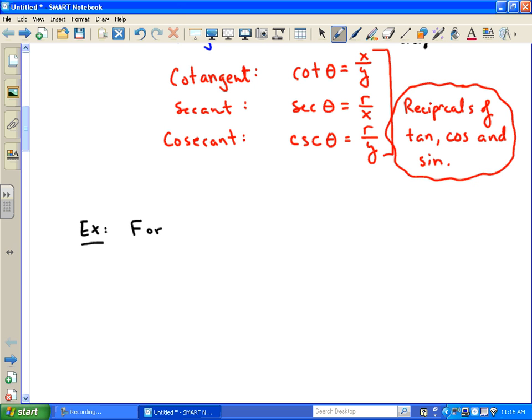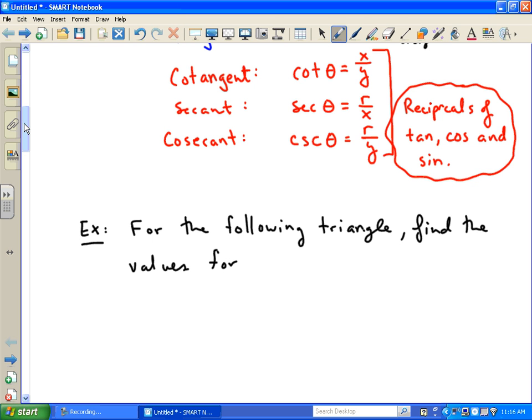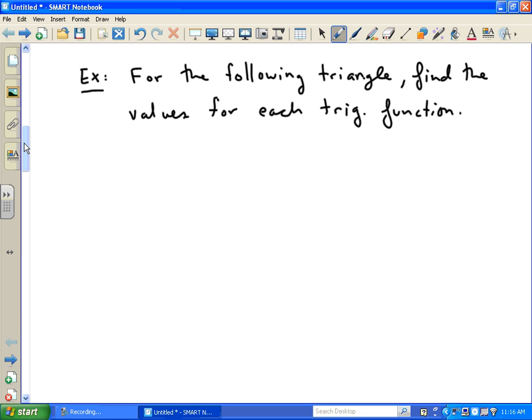For the following triangle, find the values for each trig function. And purposefully, for this example, I'm going to draw a triangle that is not oriented originally on the xy axis. So here's a triangle. It must be a right triangle for you to use the trig definitions.